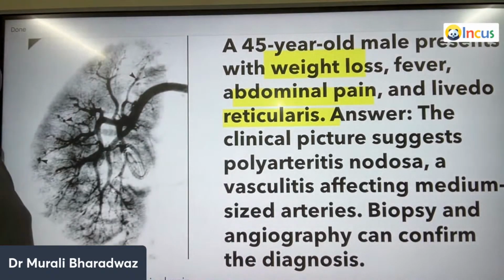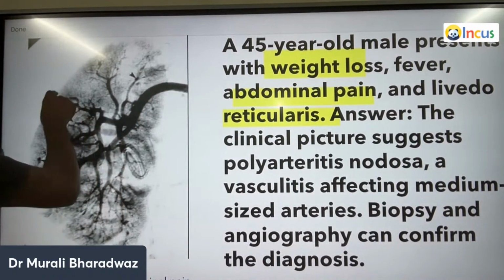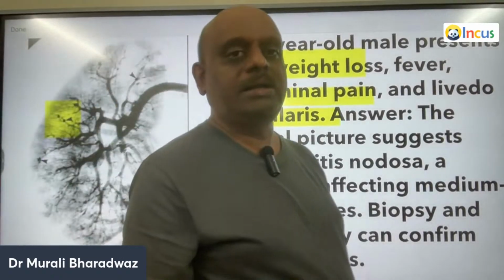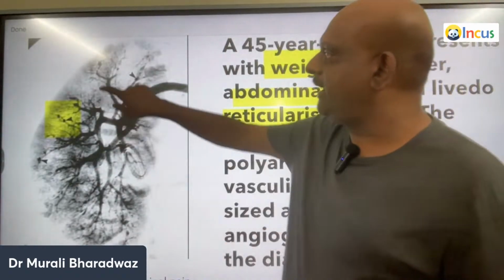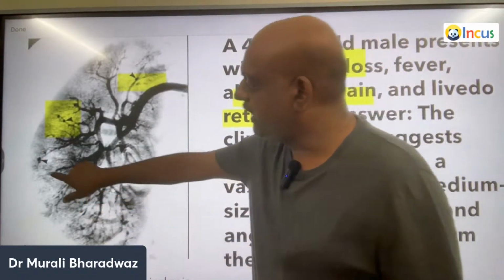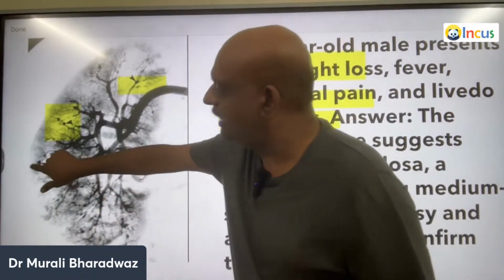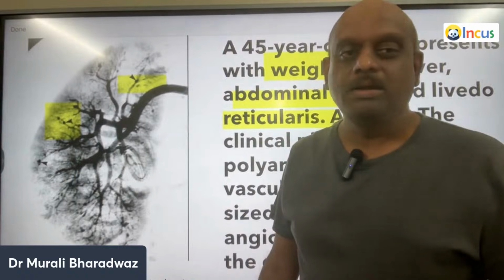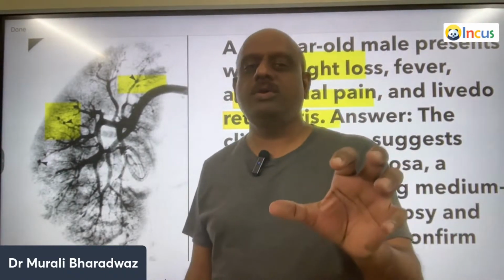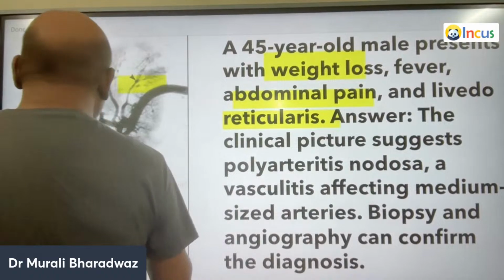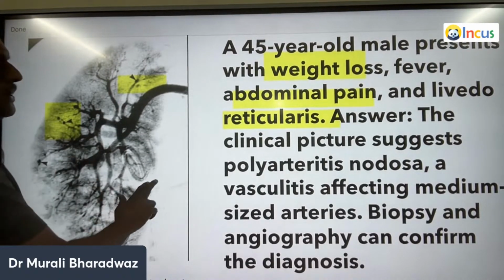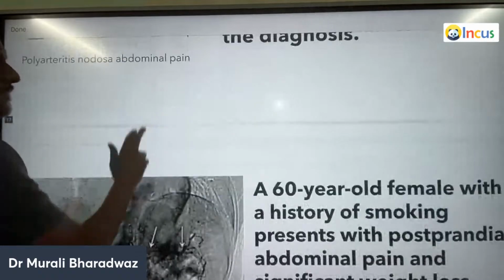And how do you identify polyarteritis nodosa, doctor? If you happen to see dilated, nodular blood vessels, right? Aneurysms in the renal vessels, which is very classical of polyarteritis nodosa, is what you need to remember. Many times an image-based question is asked in this context.